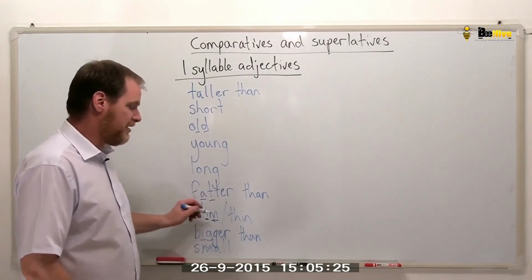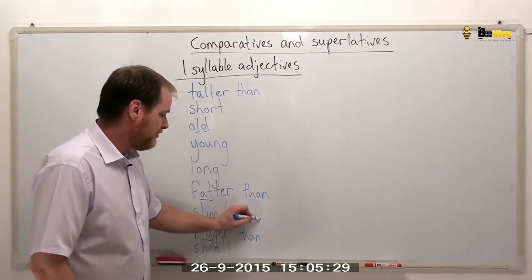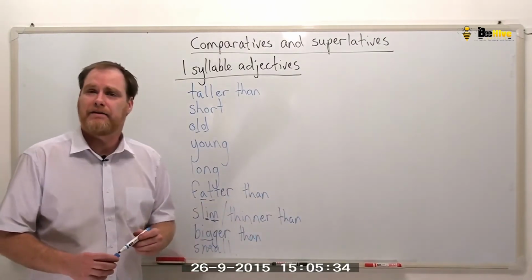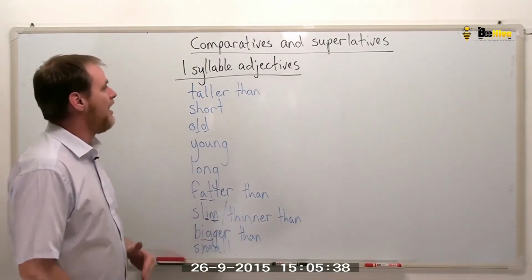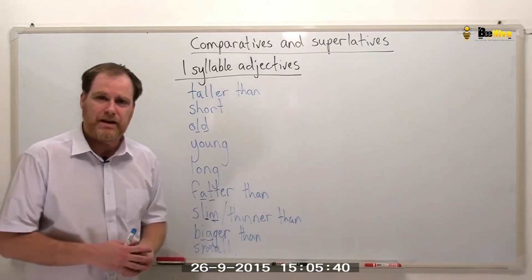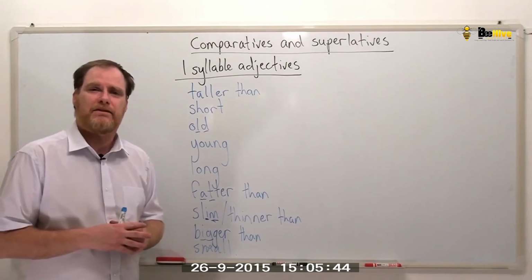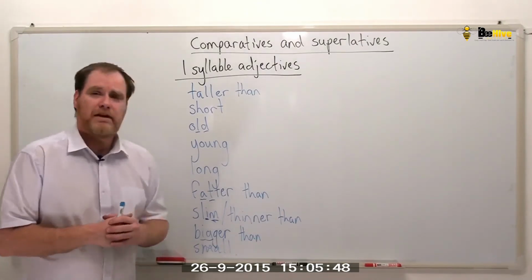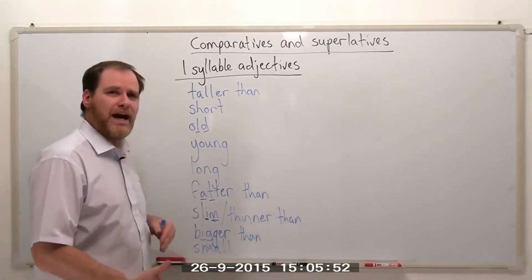We would say slimmer with another M then. And the same with thin. We need to double the N and say thinner than. Okay? Alright, so now that we understand how to use our one-syllable adjectives, okay, let's see if we can make some simple sentences. Alright? So what I'm going to do here is I'm going to give you an example, and then I want you to make your own sentence, and I'm going to tell you which adjective I want you to use.